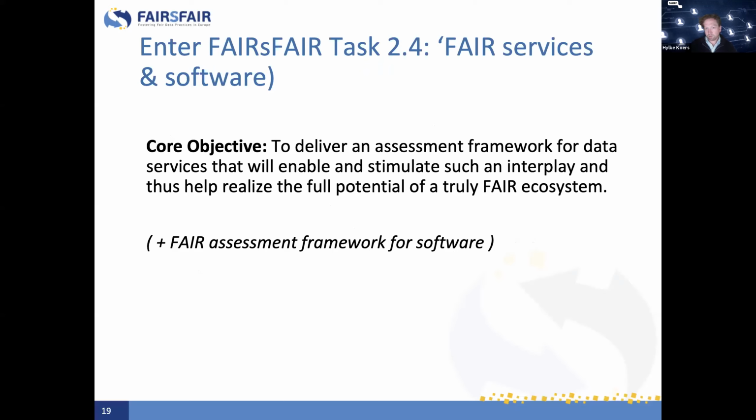I should point out that the task is also around FAIR for software. That's equally important. I only mention it here between parentheses because the scope of this particular webinar is around FAIR services, but the task is also really pertaining to FAIR software.